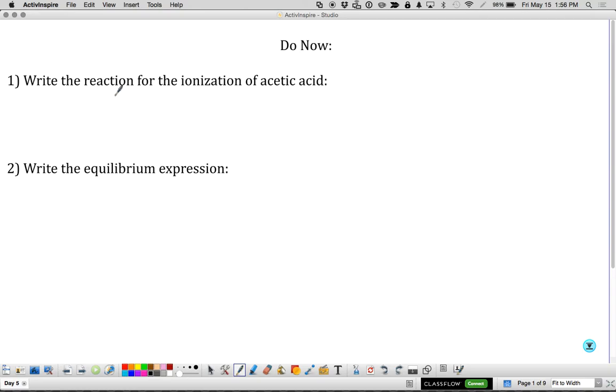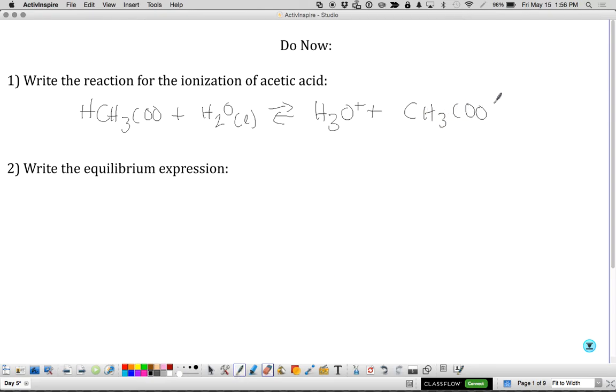So the reaction for the ionization of acetic acid is HCH3COO plus H2O liquid yields H3O plus hydronium ion plus acetate ion, and I'm gonna stay consistent and write CH3COO minus. Notice I could also have written this C2H3O2 minus, okay? But I'm just gonna stay consistent and keep acetic acid like this the whole time, okay?